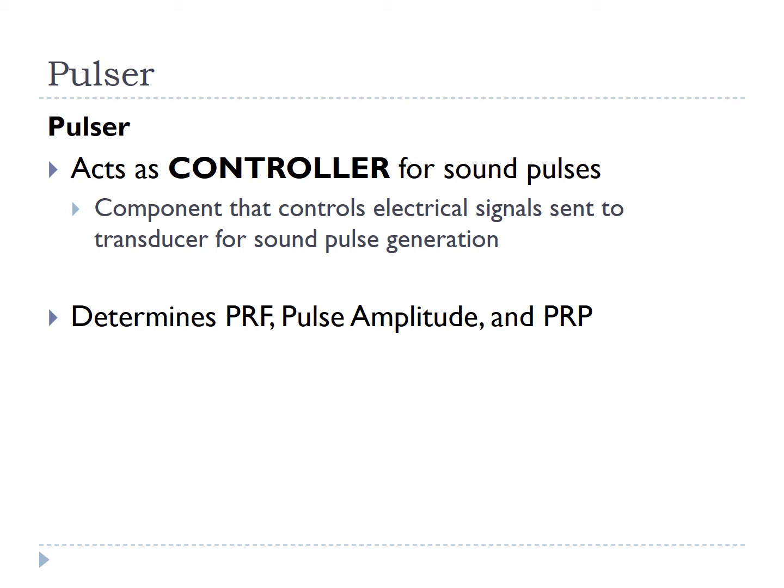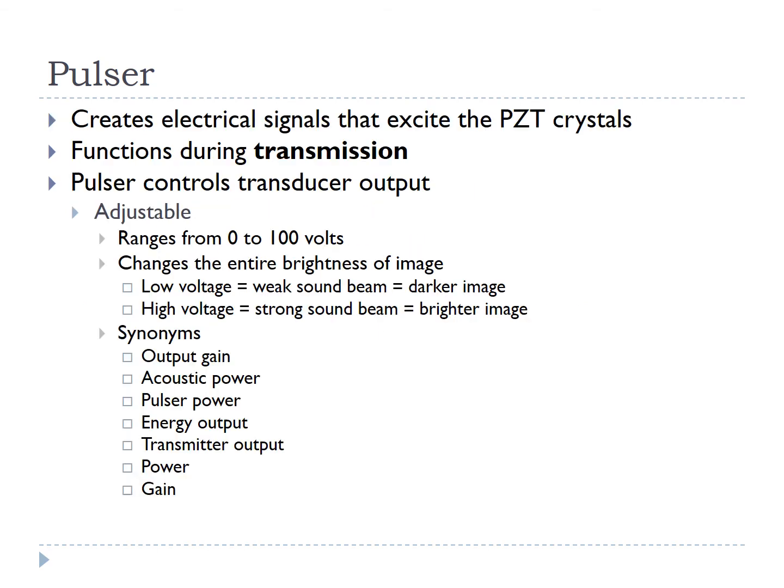Because one voltage signal equals one sound pulse, the PRP and PRF of the pulsar are equal to that of the transducer. The amplitude of the wave is also determined by the pulsar. The pulsar only operates during transmission of the sound beam. The pulsar is responsible for the transducer output. The output can be adjusted by changing the voltage of the electrical pulses created. If the pulsar sends out a low voltage electrical wave, the sound beam is going to be weak and the image will appear dark. The opposite is true as well. If we have a high voltage coming out of our pulsar, we get a stronger sound beam, therefore a brighter image.